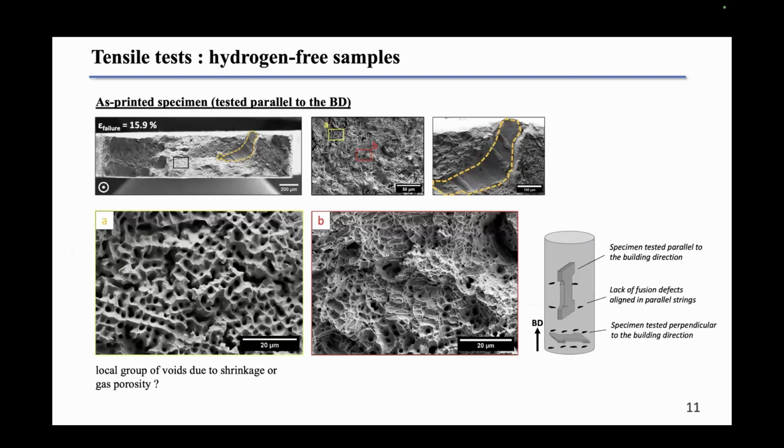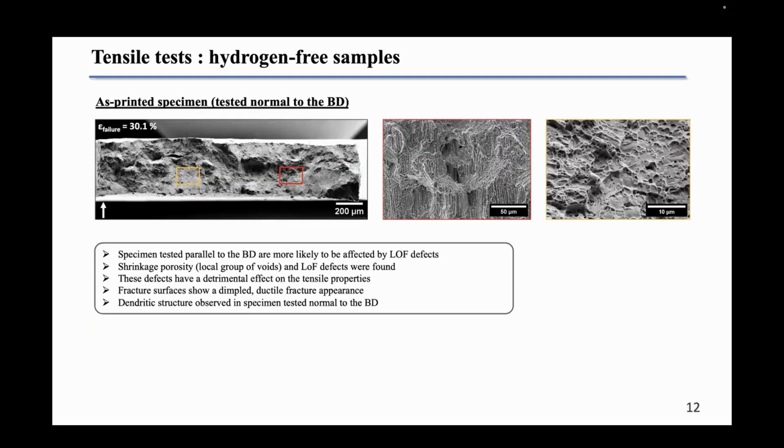If we take a look at the fracture surfaces for the as-printed condition tested parallel to the building direction, first, we see a large lack of fusion pore and some regions with local groups of voids, which may be due to shrinkage or gas porosity. For the sample tested normal to the building direction, we don't see any lack of fusion, but we can see the dendrite microstructure.